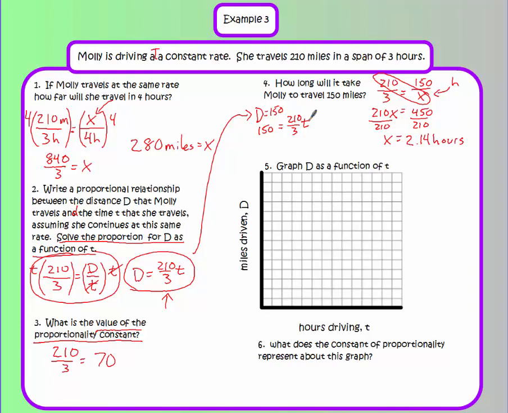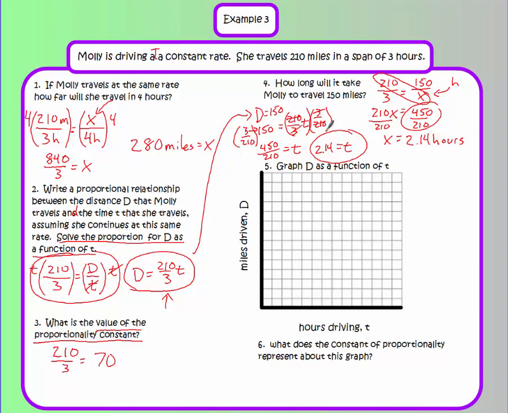We could multiply by a reciprocal, which is always a good thing: 3 over 210. That's going to give me my t by itself. And this is going to tell me 450, when I multiply across, over 210 equals t. 450 over 210 is the same thing I had right here. So the time is 2.14.